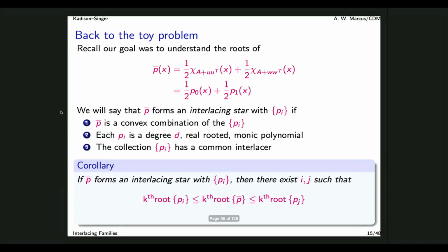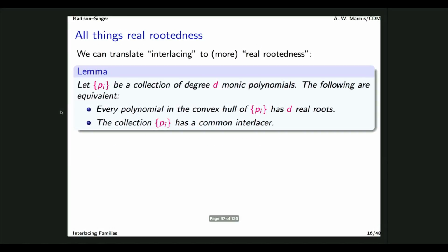So it turns out that this interlacing condition is kind of annoying. Having to do something separate in order to prove these things turns out to be a little more complicated than we want. But fortunately, we can translate this interlacing property to a collection of real rootedness properties. So this is a lemma that's old, it's folklore. It is in Fell, it's in Chudnovsky and Seymour.